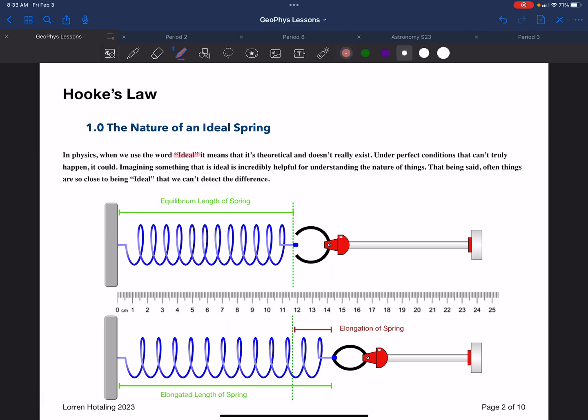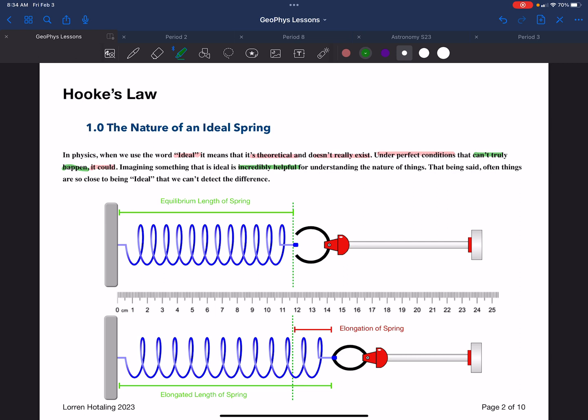Well, when we use the word ideal, it means that something is theoretical and doesn't really exist. And this is not only in physics, but in other sciences. However, under perfect conditions, it could exist. But the problem is, those conditions can't happen. So again, it's theoretical, it's impossible. If the conditions were perfect, it could exist, but those conditions never exist. That being said, it's incredibly helpful for things to be considered ideal and to imagine how they would behave.